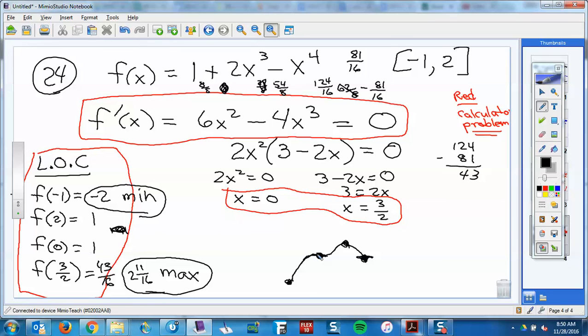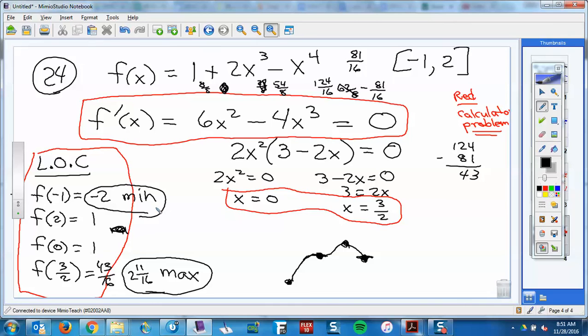Guaranteed one of those will be worth 5 or 6 points on the next quiz, right? Get a point for doing the derivative, setting it equal to 0. Get a point for solving it correctly. Get a point for your list of candidates. Get a point each for the right and wrong there. That's probably 5 points right there.